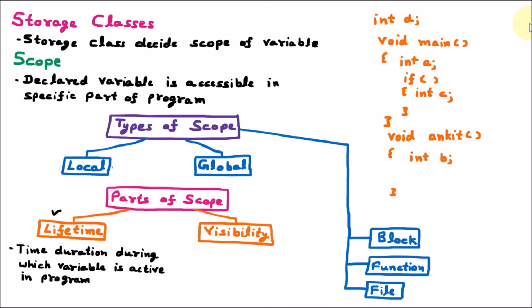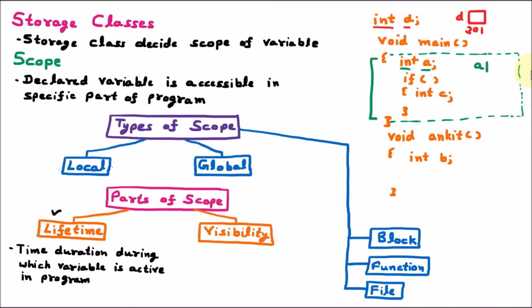First of all, the variable d is declared. We know that this is the global variable int d. We assume that in memory the variable d is declared, and let's say the address is 301. Afterward, we have void main. So void main has a boundary, and I am representing void main with the boundary. Inside the boundary of main, we have one variable declared, that is int a. So one variable a is declared and one memory is allocated. Let's say 401 is the address.